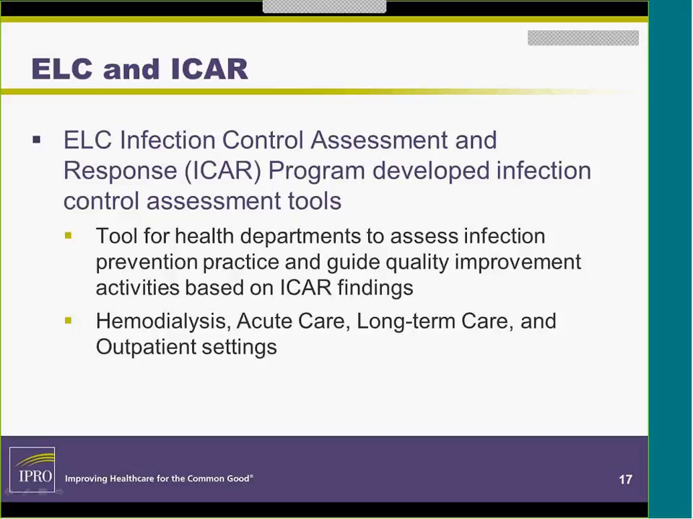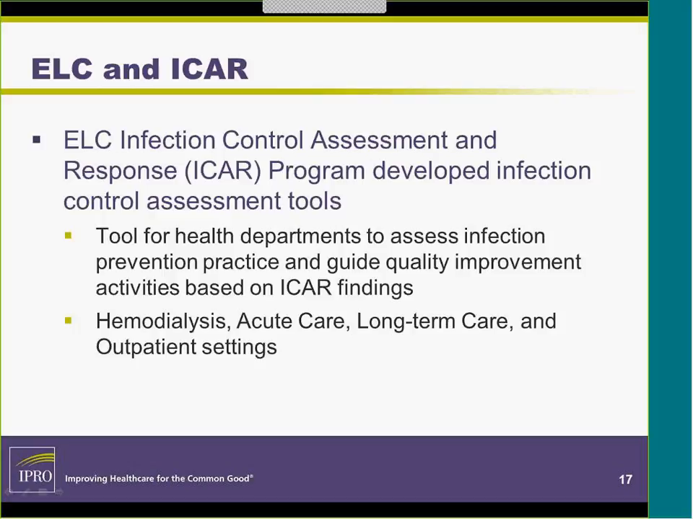The domestic Ebola supplement provided funding for the Infection Control Assessment and Response program. This is the ICAR program. This is the program that's responsible for the development of the infection control assessment tools, the ICAR tool that we've been working with. The ICAR tool is for the health departments to assess infection prevention practice and guide quality improvement activities based on those ICAR findings.